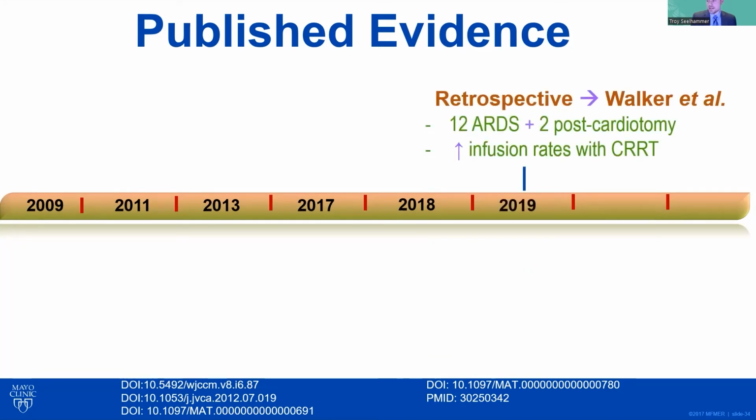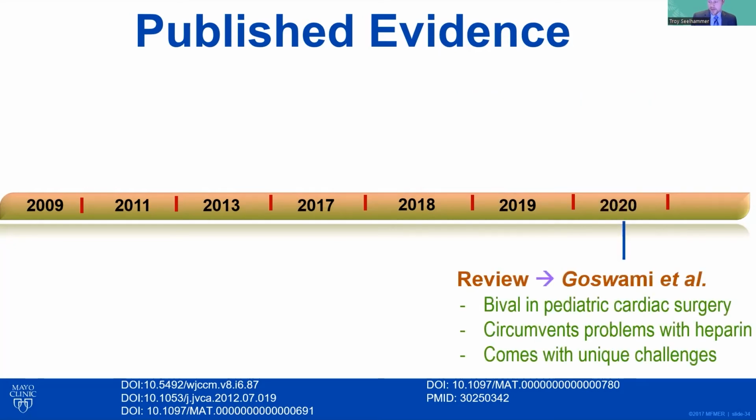In 2019, Walker et al. looked at 12 veno-venous ARDS patients and 2 post-cardiotomy veno-arterial ECMO patients. And they really just looked at the initiation of CRRT, renal replacement therapy, and they had to, of course, increase the infusion rates of bivalirudin to maintain appropriate therapeutic intensity.